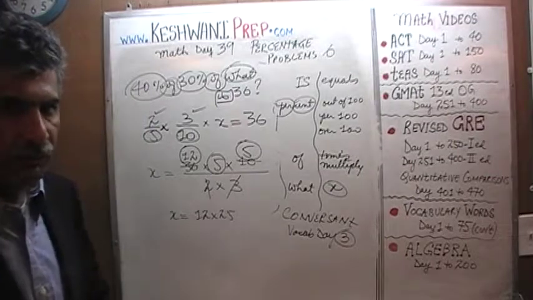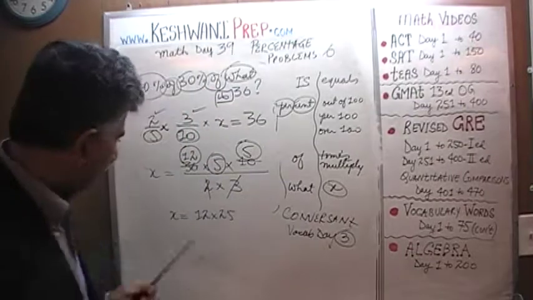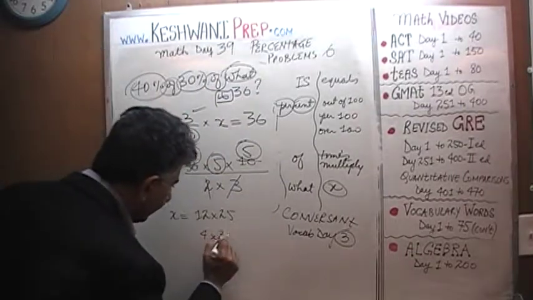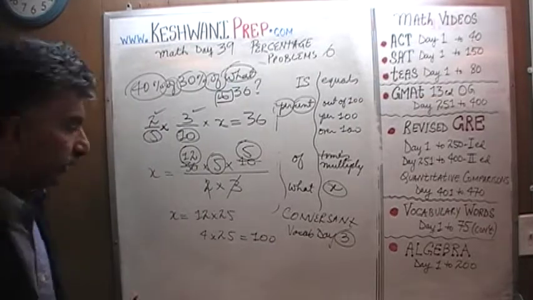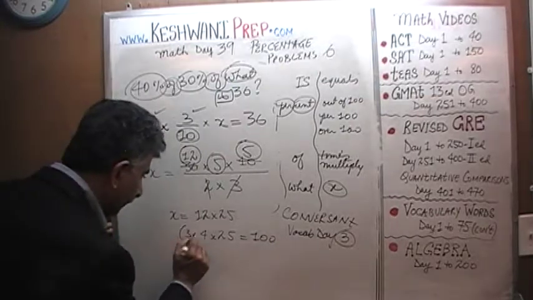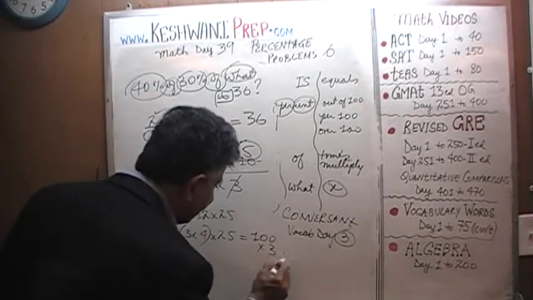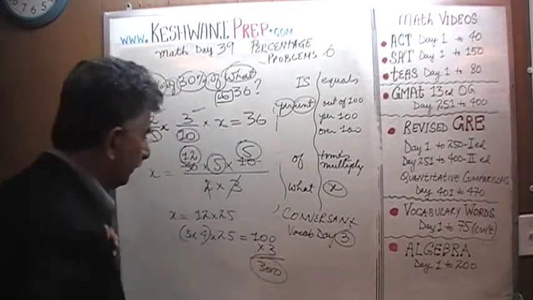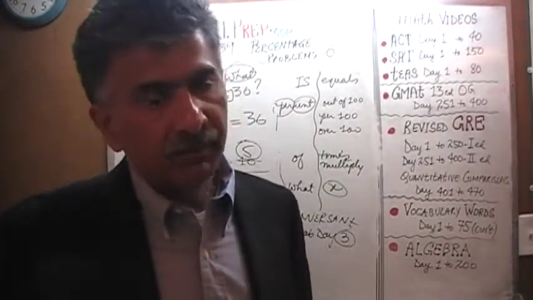Question is, how much is 12 25s? How do I know what 12 25s is? I know what 4 25s are. 4 25s, I know, is 100. Therefore 12 25s, which is 4 times 3, has got to be 300. 12 25s are 300 because 4 25s make 100.